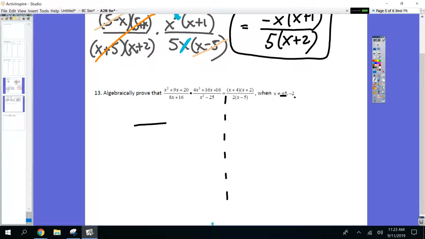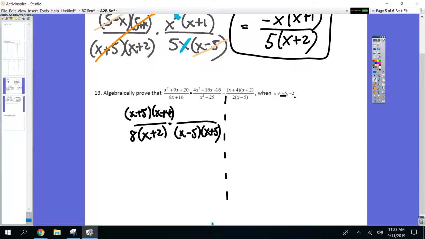You guys are responsible for x squared plus 9x plus 20. X plus 5 and x plus 4. Good. You guys in the back, group in the back, you have 8x plus 16. Good. Group up front, you have x squared minus 25. X plus 5, x minus 5. I didn't assign anybody that last one because I want to do it as a class.